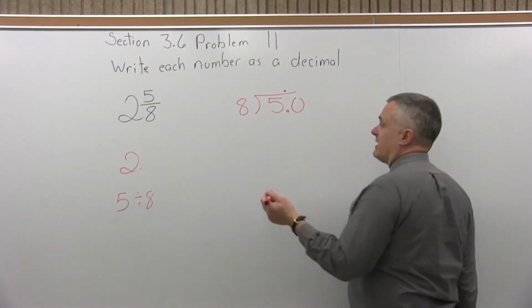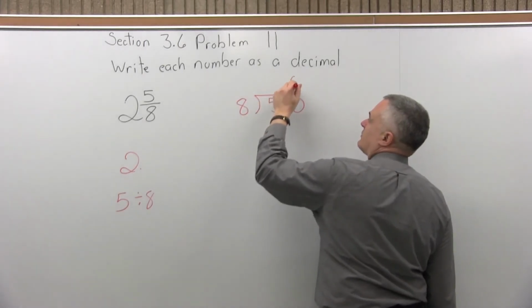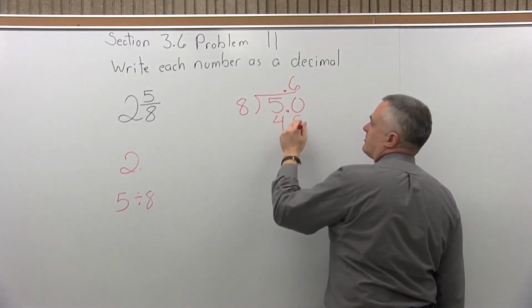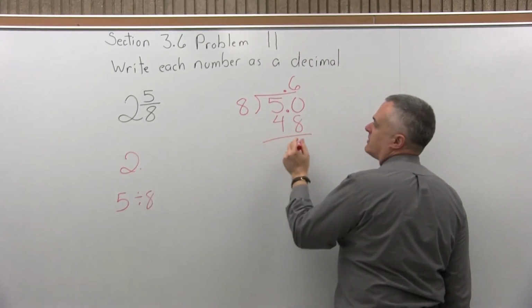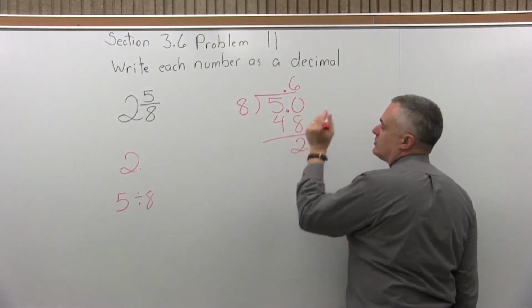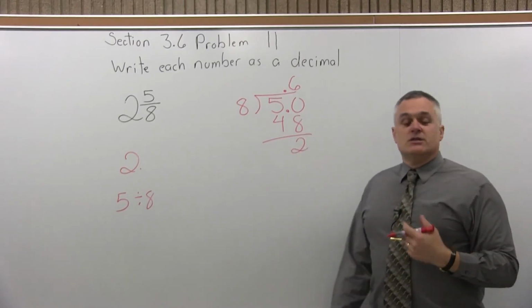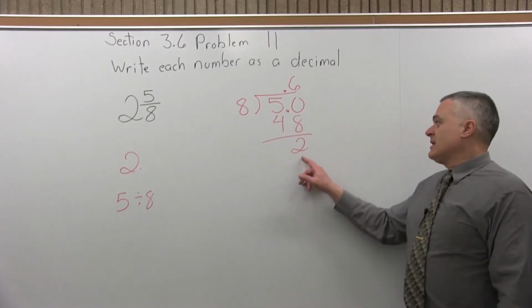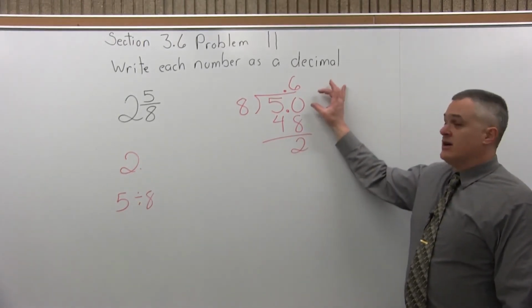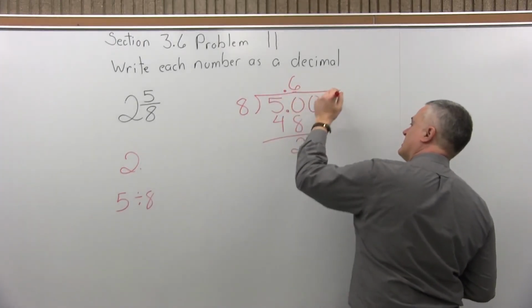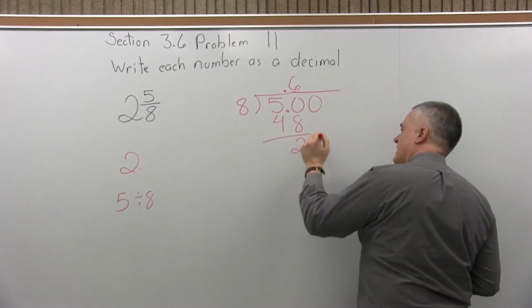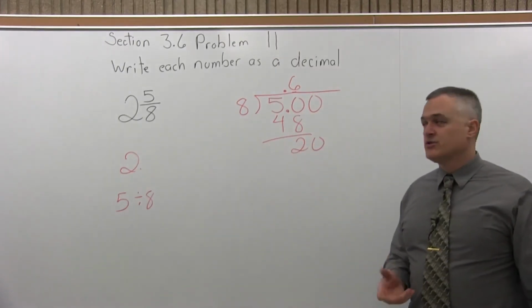So 8 will divide into 50. 6 times 8 is 48. That's as close as you'll get. So I put a 6 on top, 6 times 8, 48 underneath. I'm going to subtract. 50 minus 48 is 2. So it didn't go in evenly. So what I can do now is add another 0 to the number in the division symbol, 5.00, and bring it straight down. That 0 comes down next to the 2, and now it's 20.